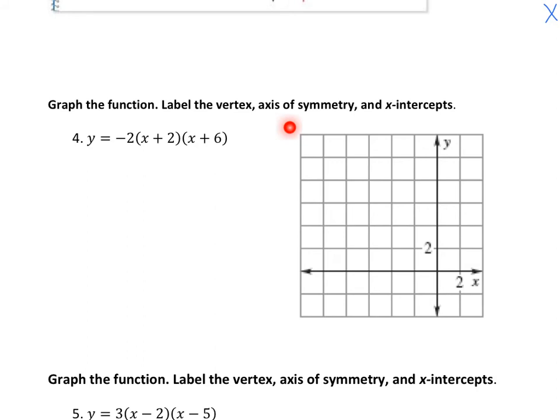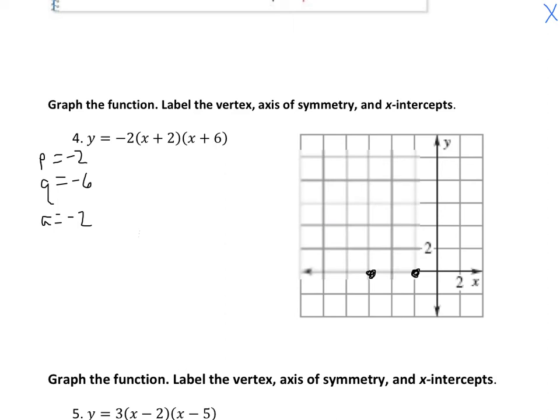So graph the function, label the vertex, axis of symmetry, and the x-intercepts. So I know the intercepts are -2, -6, because p equals -2, q equals -6. And I know a is -2, so that means it opens down. So we need the vertex. So remember, the x-coordinate is (p plus q) divided by 2. So you get x equals -4.